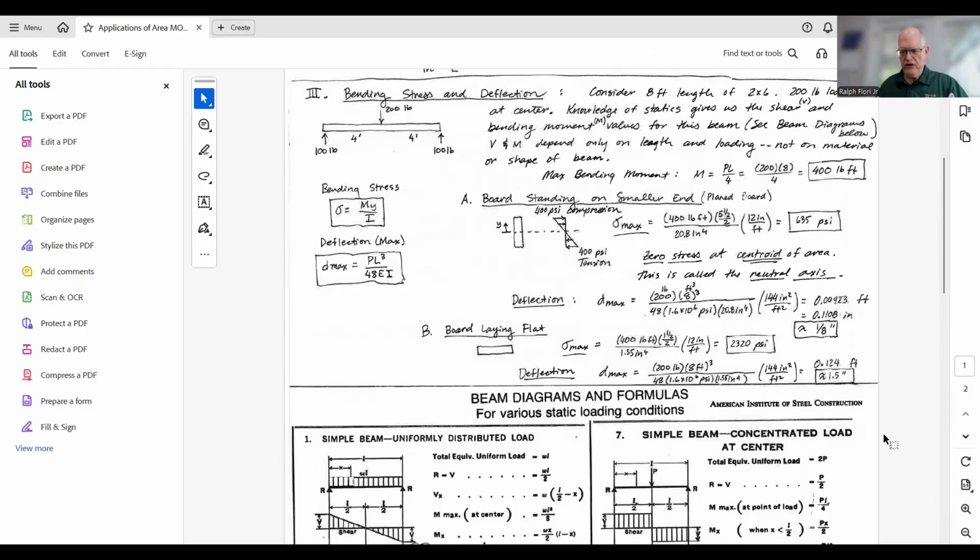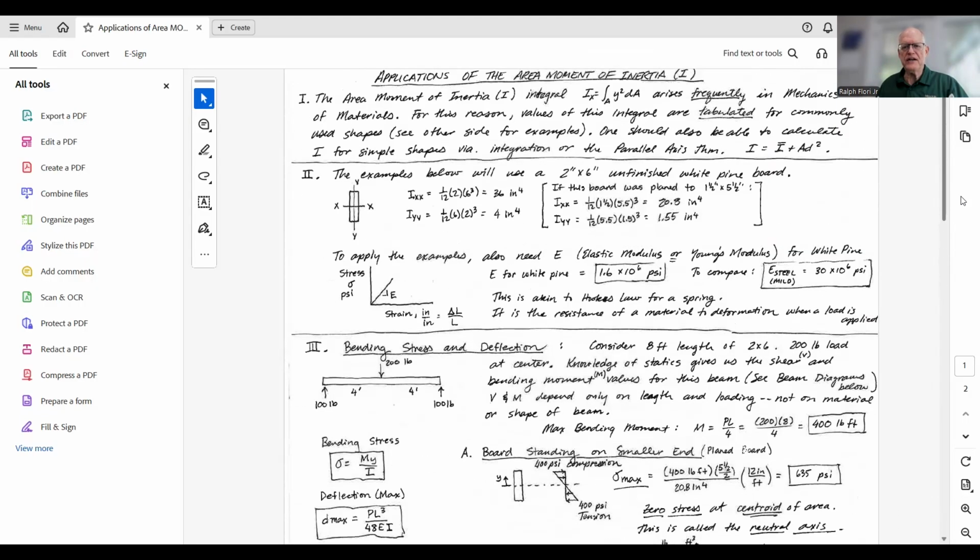Remember, when you're calculating I, I is a function of the integral of y squared dA. So the farther you move material away from the neutral axis, I increases by the square of that distance for the same area. There's significant benefit in moving that area farther from the neutral axis, for example by putting larger flanges on a beam.